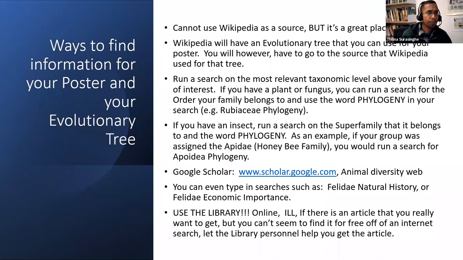When you are searching for trees, students keep saying, "Hey, prof, I cannot find a tree." So the best way to find a tree is something like this. Type your family's name and then type phylogeny. Type your family's name, type evolutionary tree. Or type your family's name and then type phylogenetic tree, right? In that way, you can directly access the tree.